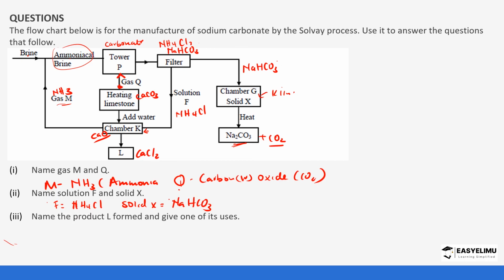Name the product L formed and give its uses. So product L is calcium chloride. It is used in de-icing icy roads. It is also used in the extraction of sodium in the Downs cell. We also said it can actually be used in lining of furnaces.